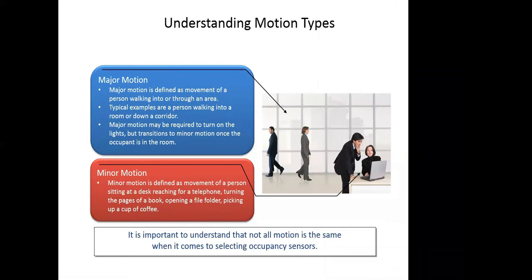So the first thing to keep in mind when you're trying to figure out which type of motion sensor to use in the space is major motion and minor motion. Think of major motion as someone walking down a hallway. A corridor is the best example of that. And then minor motion would be someone sitting at their desk typing. The reason you have to consider those is because you want different types of motion sensors for that.